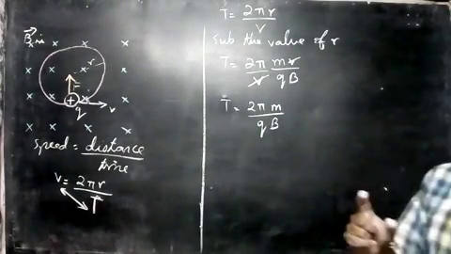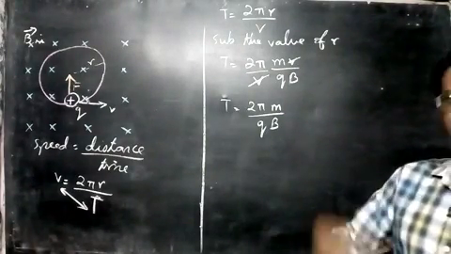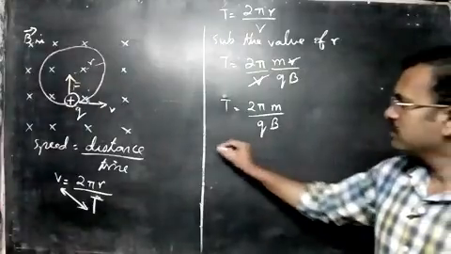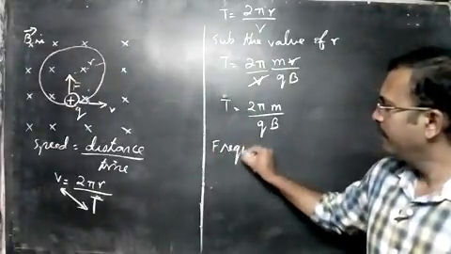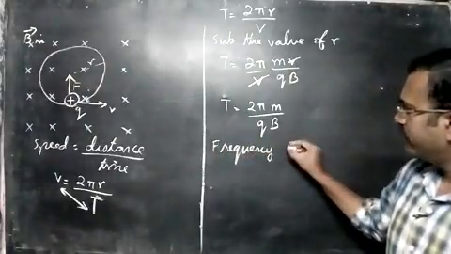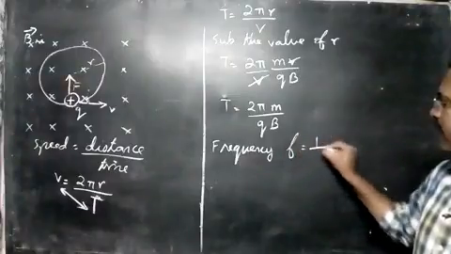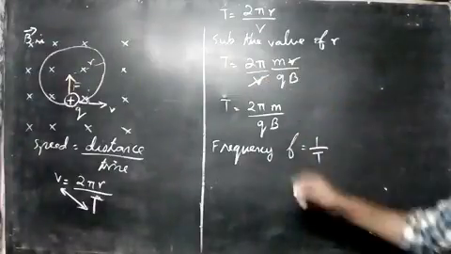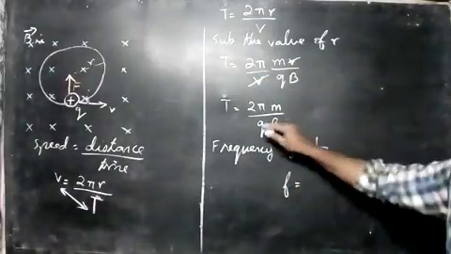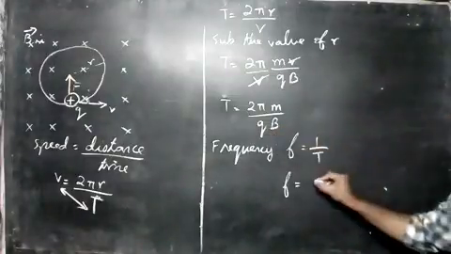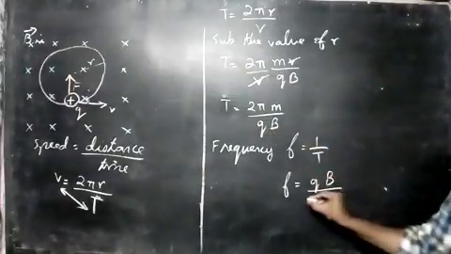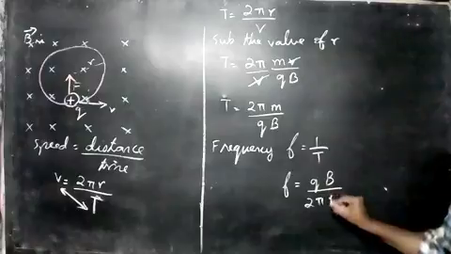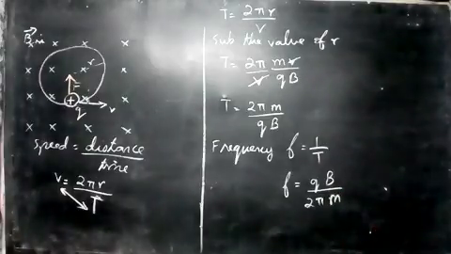Now we must find the frequency, that means how many times it will rotate in 1 second. The frequency formula is f is equal to 1 by T. That means you take the reciprocal. If you take the reciprocal, qB will come up and 2 pi m will come down. So qB goes up, divided by 2 pi m, small m. This way we get the frequency.